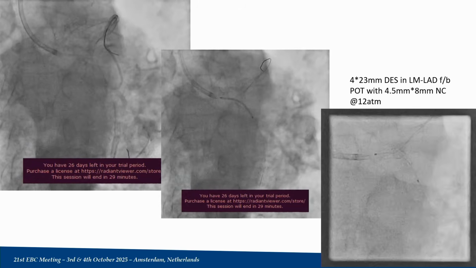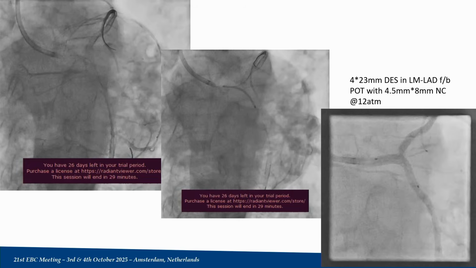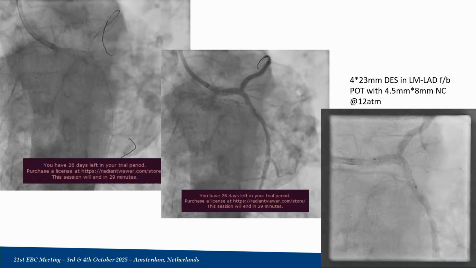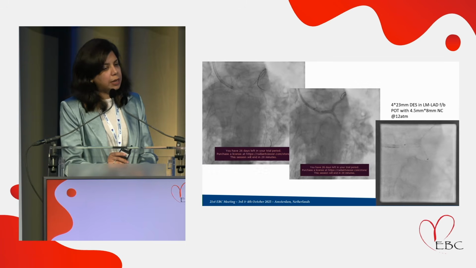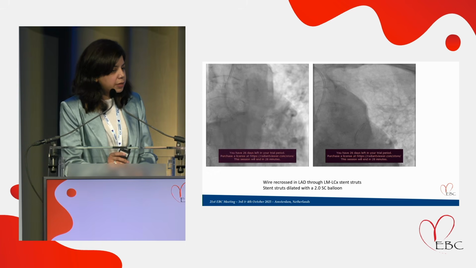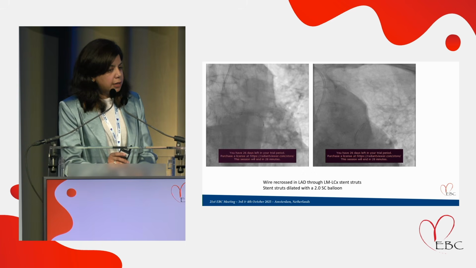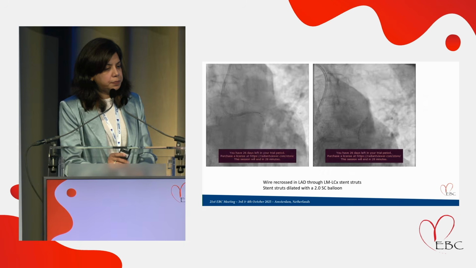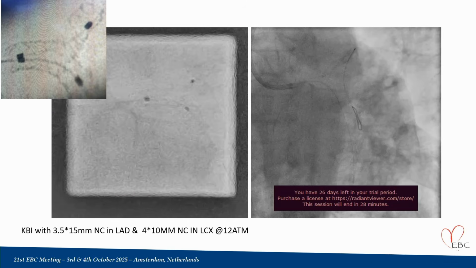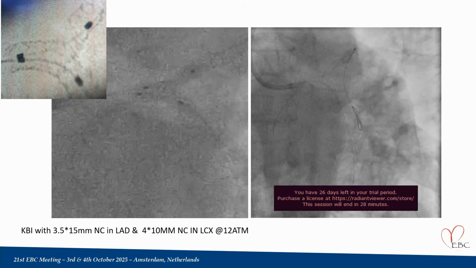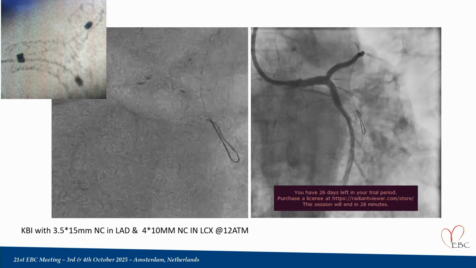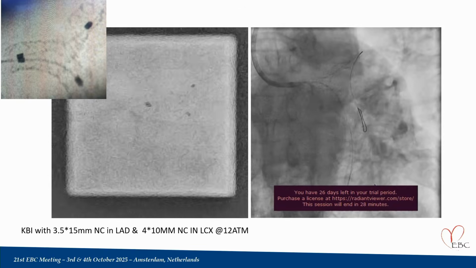We didn't want this to happen again, so we implanted a DES 4.0/23 in LM to circumflex, followed by POT with a 4.5 mm balloon at 12 atmospheres. And thereafter, the wire was recrossed in LAD, and stent struts were dilated with a 2.0 semi-compliant balloon. There was some difficulty in crossing, but then it crossed. And thereafter, eventually, second kiss with 3.5 NC in LAD and 4.0/10 NC in circumflex was done. And this was the result.